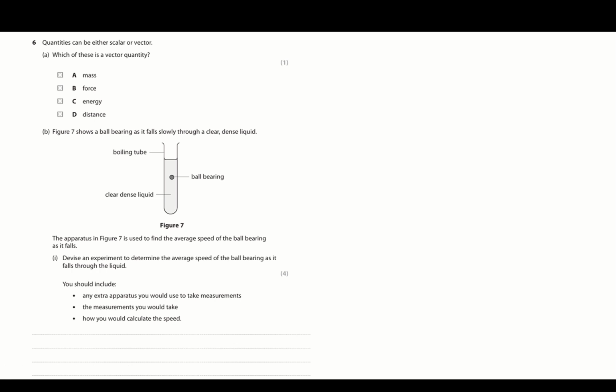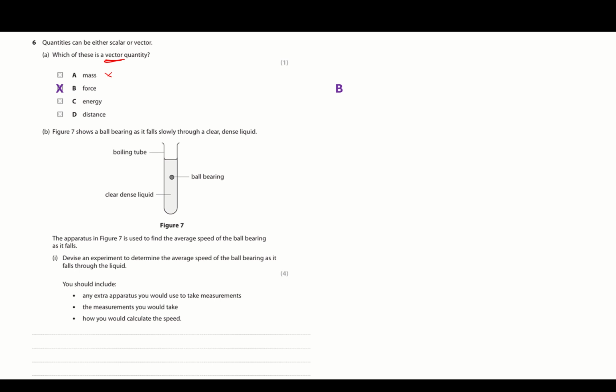Okay, question 6. Quantities can either be scalar, so they've just got a size, or vector, they have a magnitude, a size, and a direction. Which of these is a vector? Not mass, but force definitely needs to include a direction, so it is B, force.